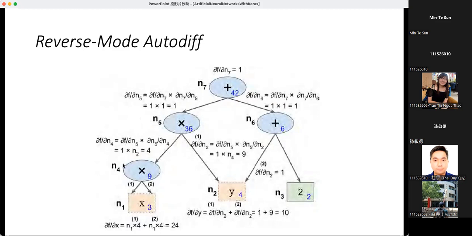Okay, let's go down here. Partial f partial N4 is partial f partial N5 times partial N5 partial N4. The partial f partial N5 we already got to be 1, so we put 1 here. Partial N5 partial N4: well, N5 is N4 times N2, so the partial with respect to N4 is N2. So it's 1 times N2. And we happen to know N2 is Y, which is 4, because we are looking for the value at location 3, 4. So 1 times N2 is 4.